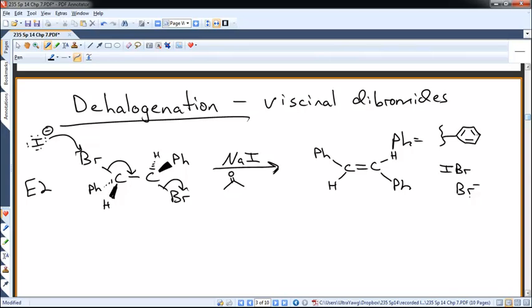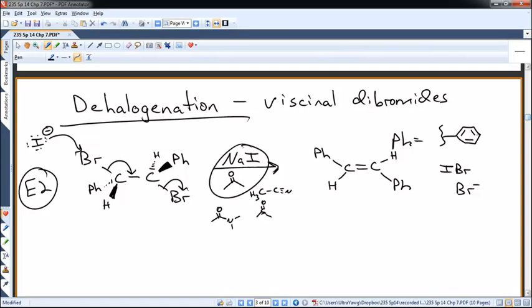Right. So the important thing to note here is that it must be E2. It must be these conditions, nothing else. You could probably change the solvent to other polar aprotic solvents like acetonitrile or DMSO or DMF or things like that. I don't think a polar protic solvent will work, although don't quote me on that because I'm not 100% certain. So you have to have a polar aprotic solvent, and you need iodide specifically.